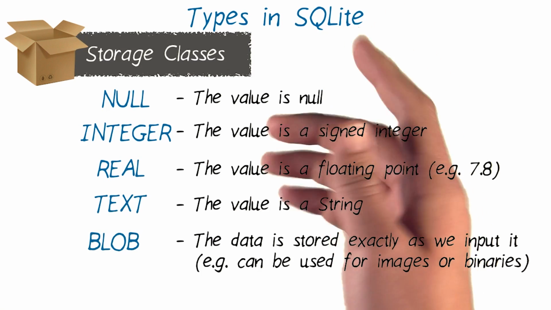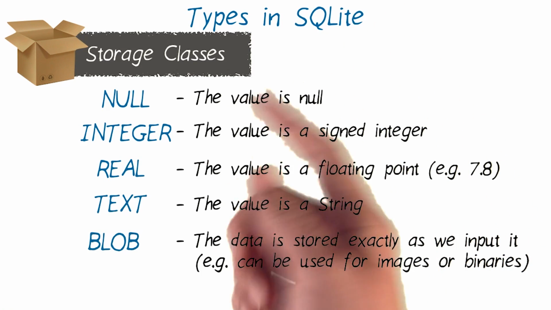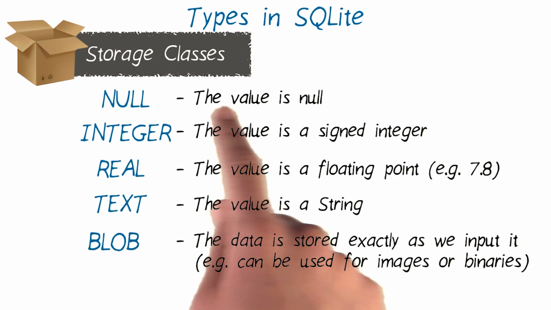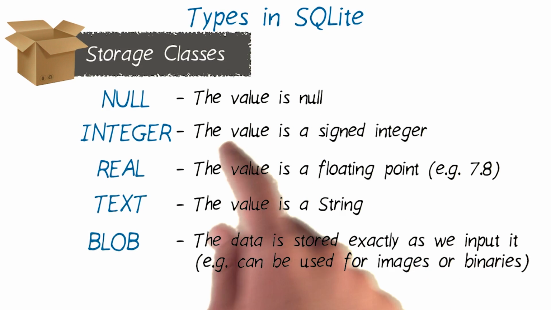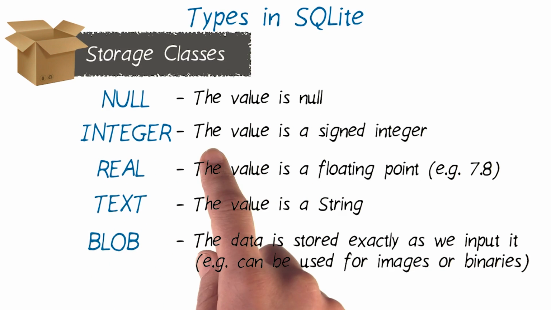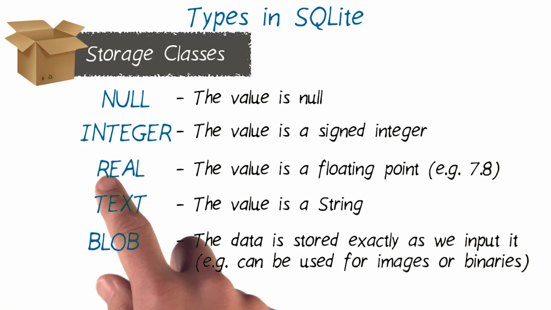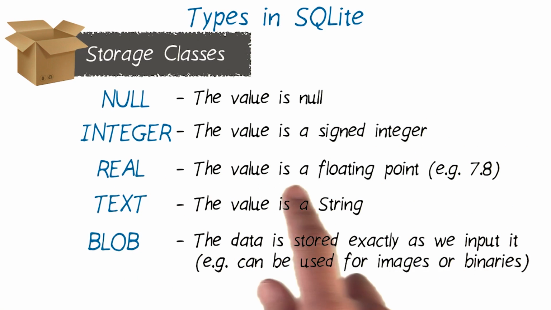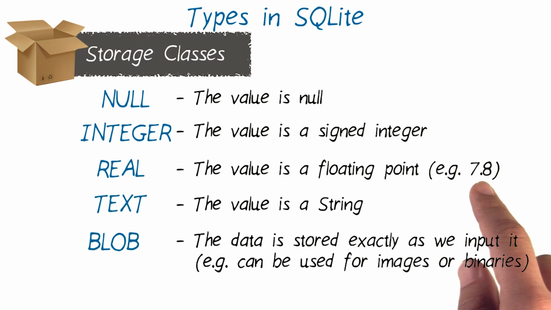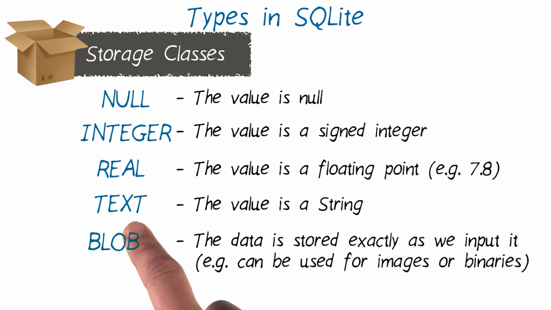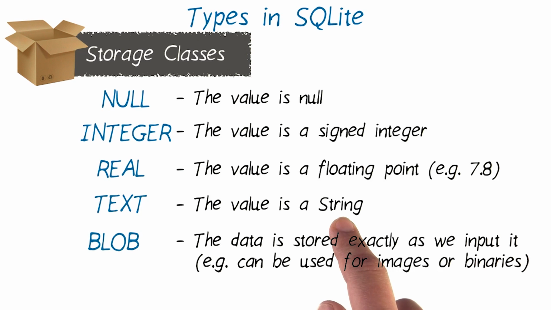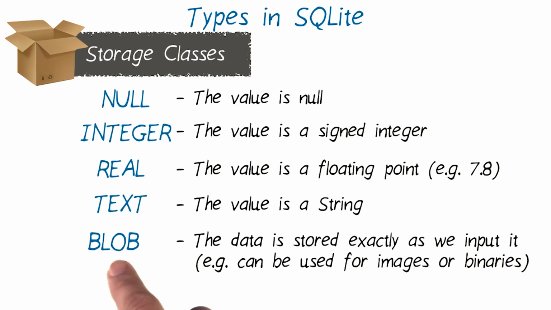With that said, here's a list of the general storage classes, or different types, a single value in the SQLite table can have. First off, we have null, meaning that the value is a null value. Next is integer, a signed integer, things such as 1, 2, or 3. Following that, we have real, which means that the value is a floating point, for example, 7.8. Next we have text, which are strings. And lastly, we have blobs, meaning that the data is stored exactly as we input it. Examples of these are images or binaries.